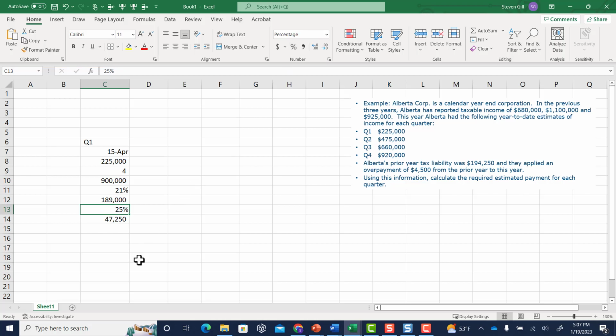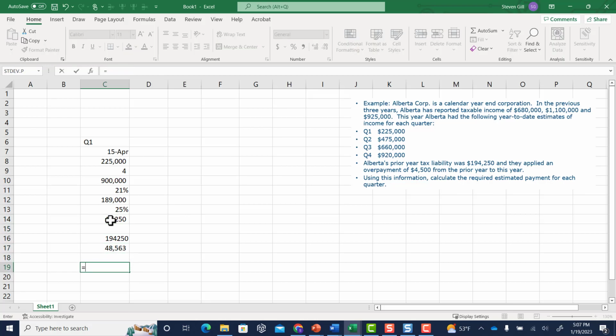$47,250. However, remember, we're a large corporation, and one of the things we can do is use the prior year to establish what our first quarter payment might be. So that was $194,250 was the prior year liability. But again, I don't have to pay all $194,250. I only need to pay 25% of $194,250. So it turns out I'm generally going to try to pay the lower of the two of these. And as you can see, the lower of the two is the actual payment itself. So as it stands right now, my required payment is $47,250.